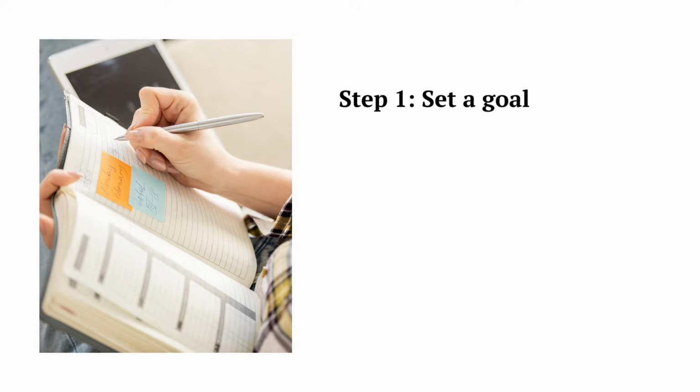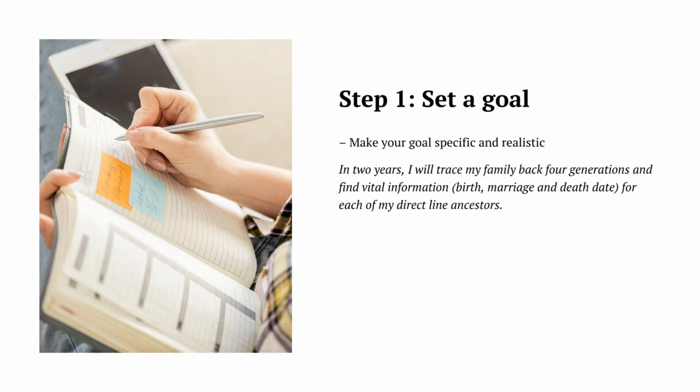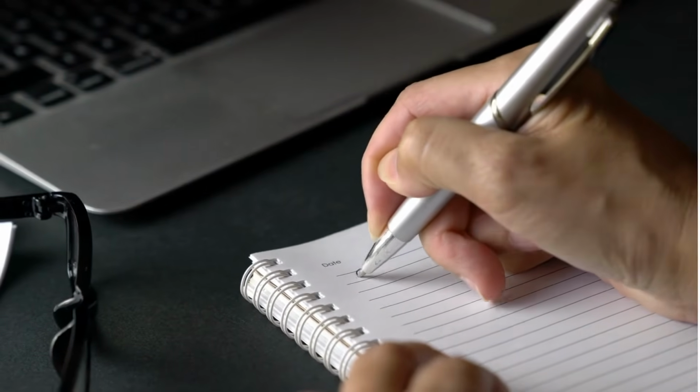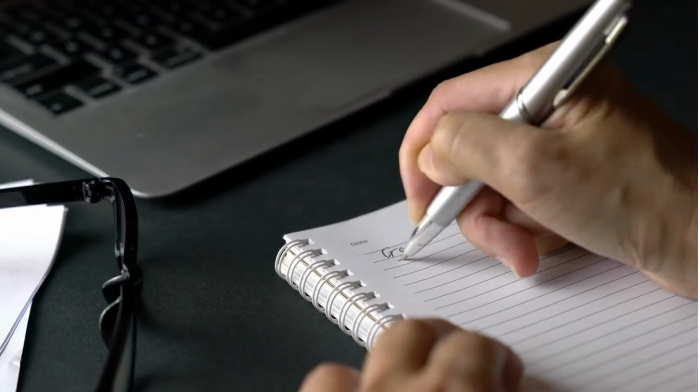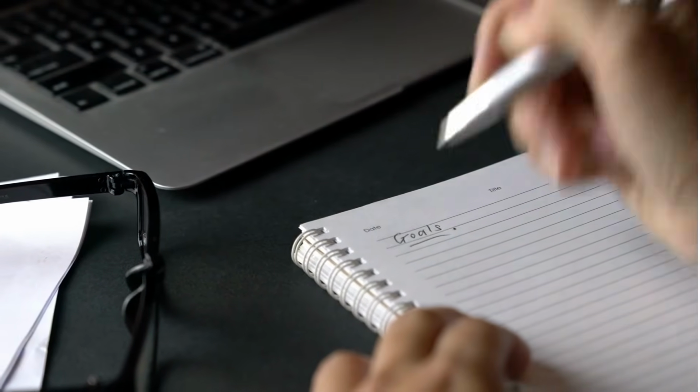So step 1 is to set a goal. Make your goal specific and realistic. For example, in 2 years, I will trace my family back for 4 generations and find vital information. In other words, birth, marriage, and death date for each of my direct line ancestors. Genealogy research has a tendency to pull you in 1,000 different directions, so it's helpful to create a realistic goal and stick to it.